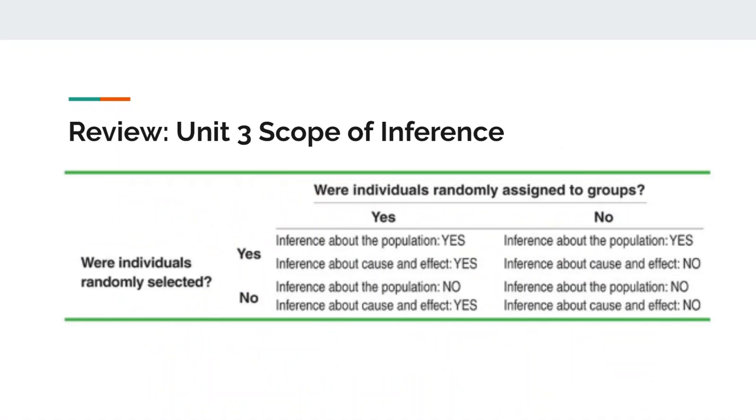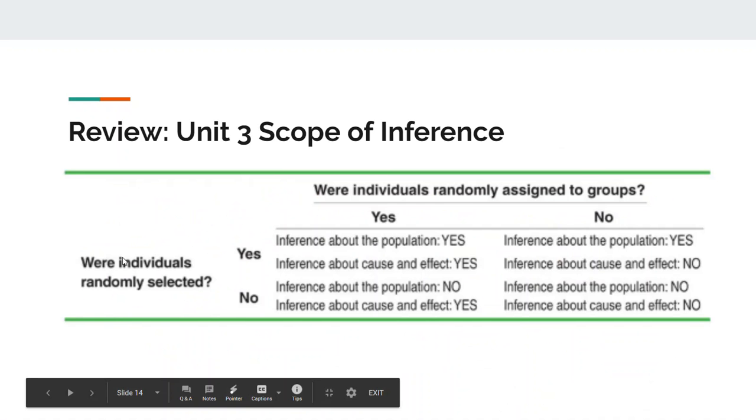Scope of inference. Know this table. Have it written down on your formula sheet. Have it somewhere accessible, because this is definitely something that's going to be part of a question. Like, what can you infer? If the population was randomly selected, that's your observational study. So kind of over here on the left, that's your observational study. Along the top is your experiment.